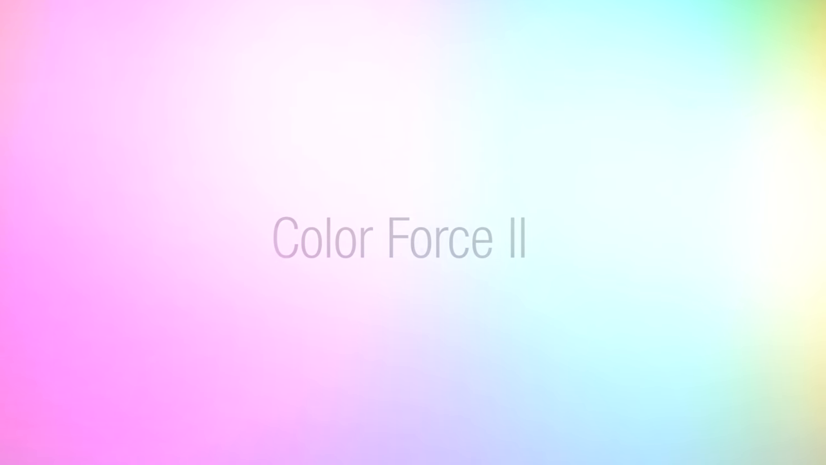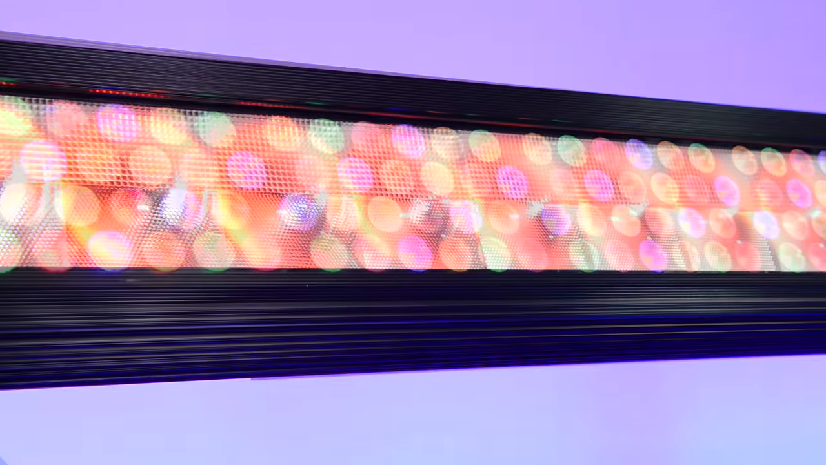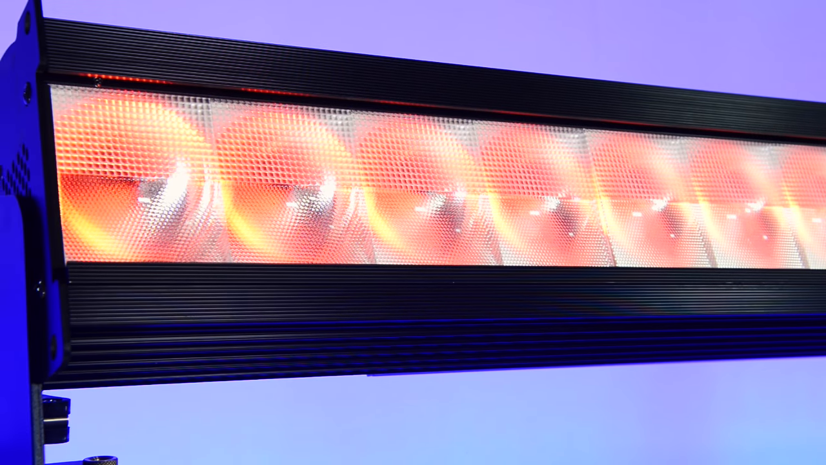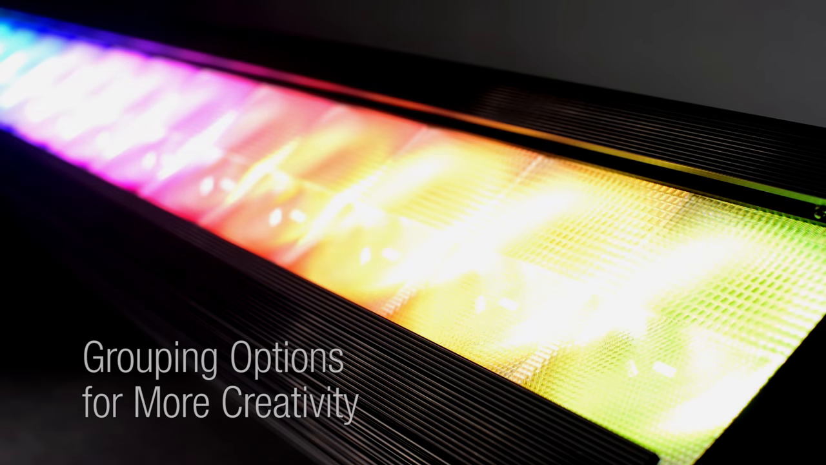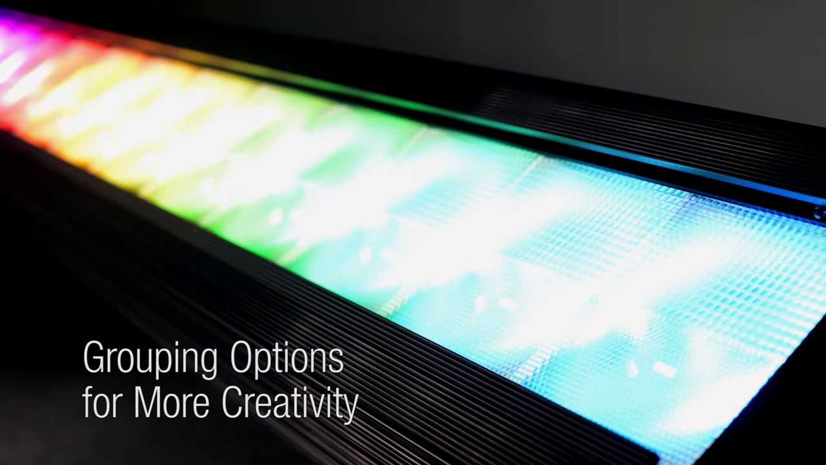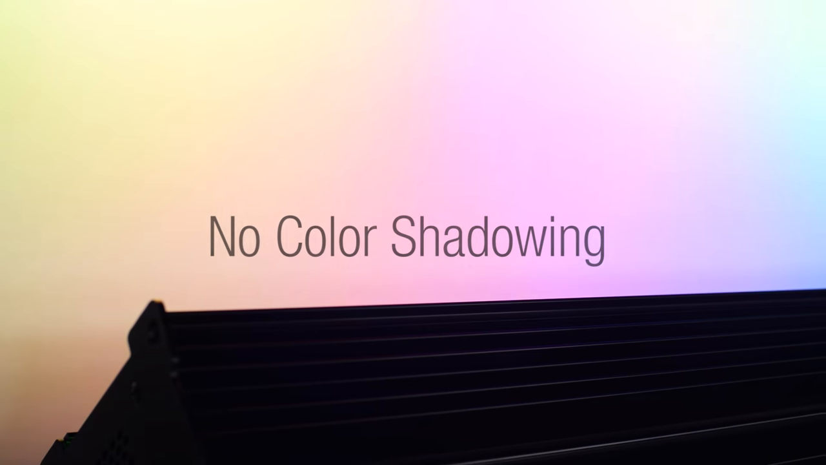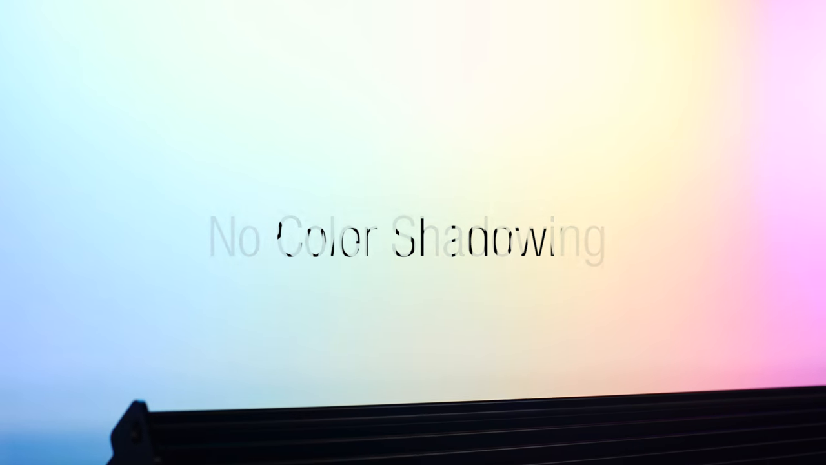From the makers of one of the most popular professional cyclorama lights, Color Force 2, a batten that delivers formidable output and superior color blending, all with smooth, even coverage. With four powerful homogenized cells per foot, these units can be grouped and controlled to release your creativity. Unsightly color shadowing is eliminated with this innovative optical system that gives power enough to light nearly 12 meters of cyclorama.